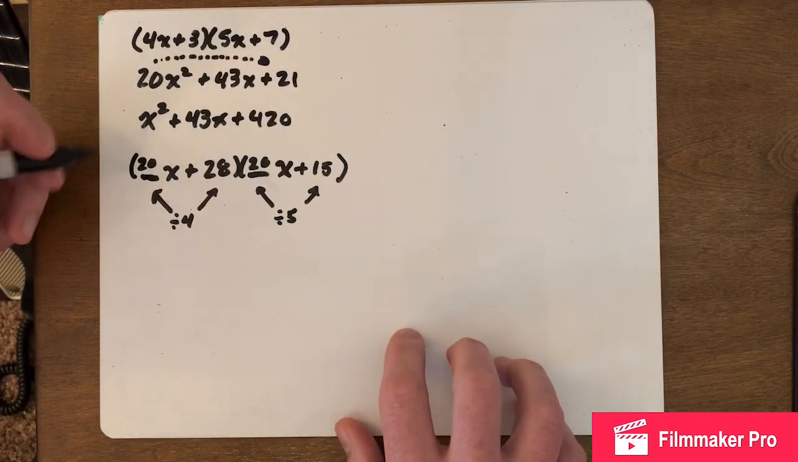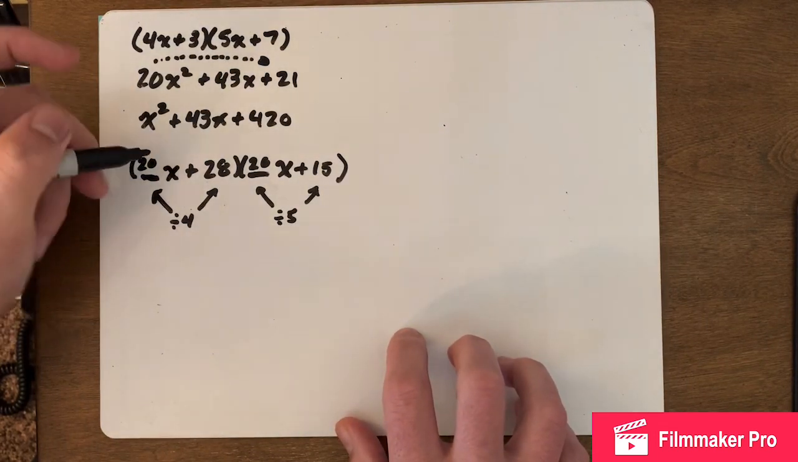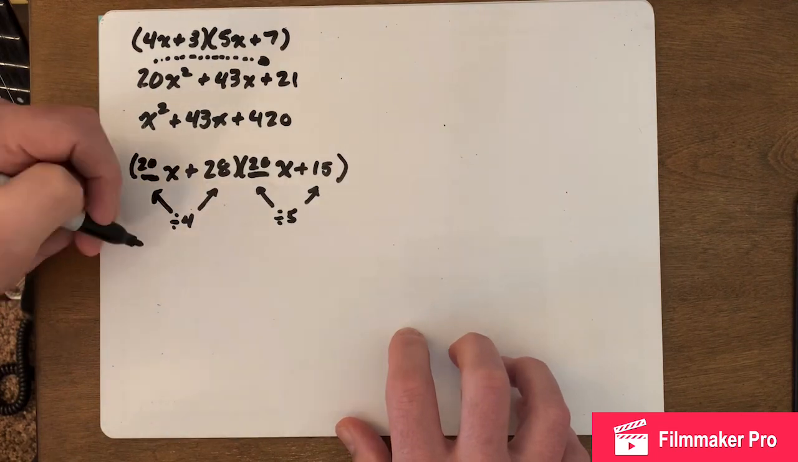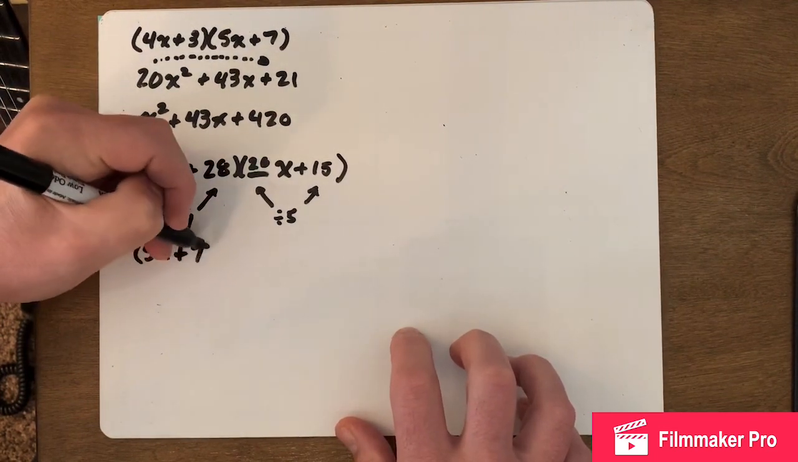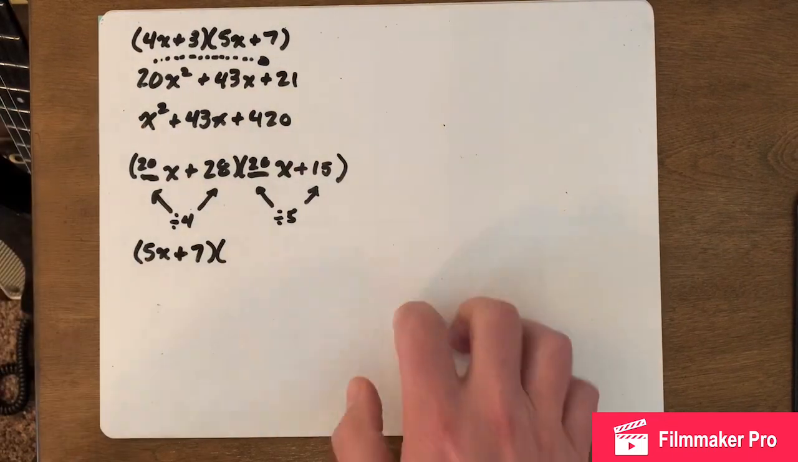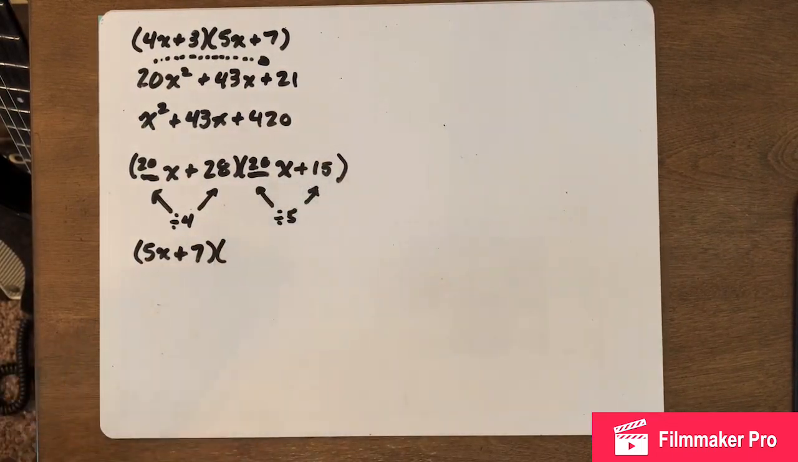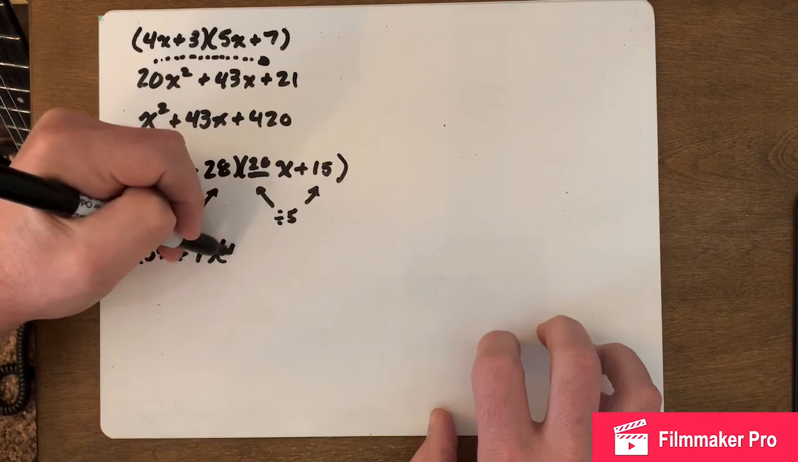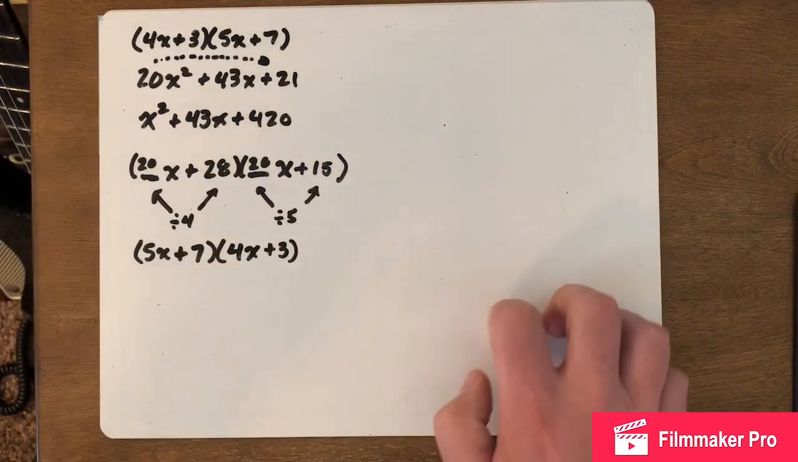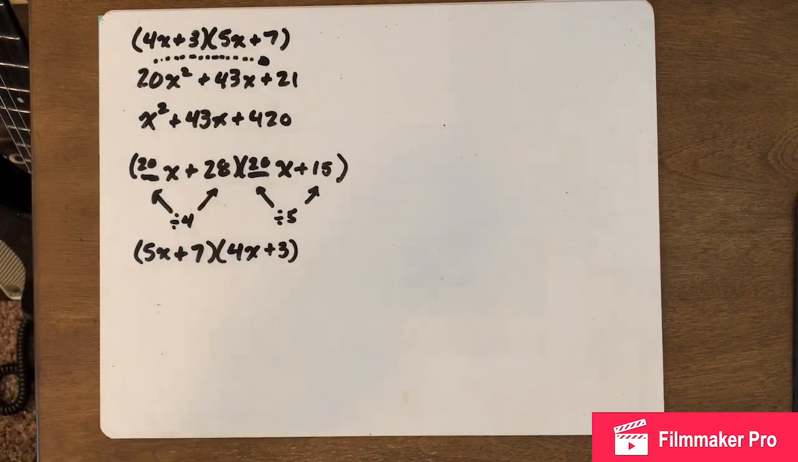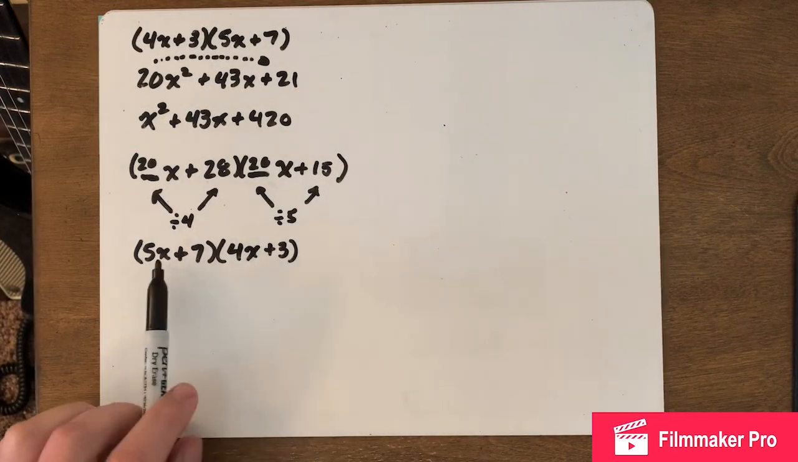So here it comes. 20 divided by 4 is 5. 28 divided by 4 is 7. So 5x plus 7. The second one, divide by 5, divide by 5. So it should be 4x plus 3. And that is it. That's the exact same thing I had at the very beginning, except my factors are switched.